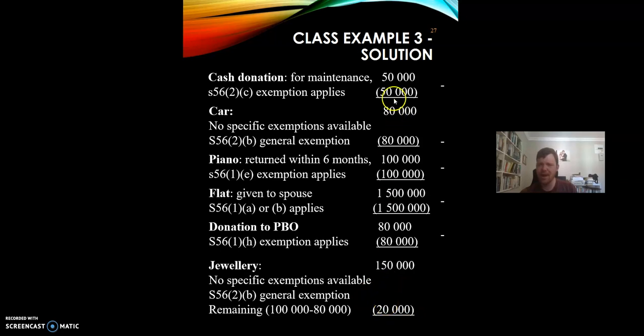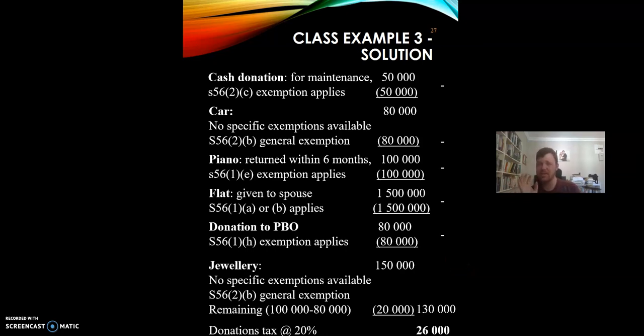And then what you do is you add up all of your donations. So what do we actually have? Well, all we really have is this 150 less the 20, so an amount of 130. We multiply that by 20%, and that gives us donations tax of $26,000.